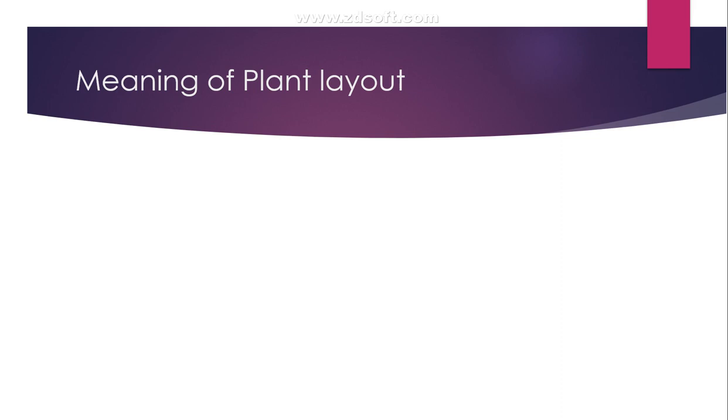It is very important for an operations manager, and in operations management, to know about plant layout. It plays a vital role. It has a crucial role in any production unit's success or survival.